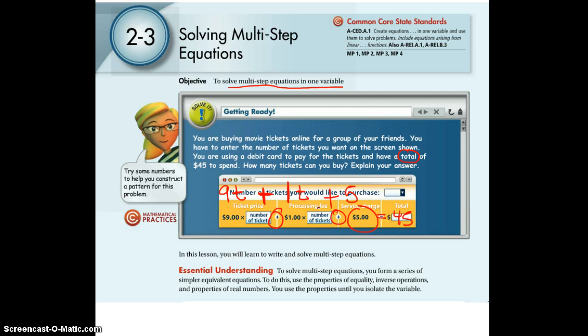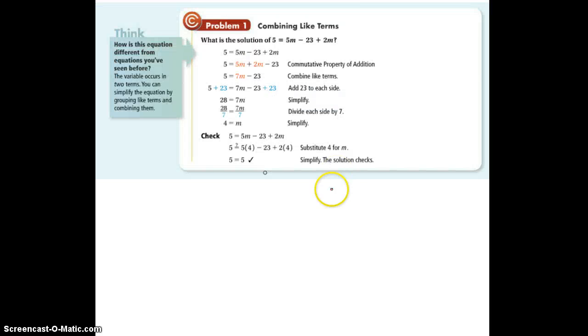So that's what we're focusing on in this section: how do we solve something that looks kind of like this. In this lesson, you will learn to write and solve multi-step equations. The essential understanding is that to solve multi-step equations, you form a series of simple equivalent equations. To do this, you use properties of equality, inverse operations, and properties of real numbers. You use the properties until you isolate the variable. You keep on using the properties that we went through in chapter 1 until you have the variable isolated.